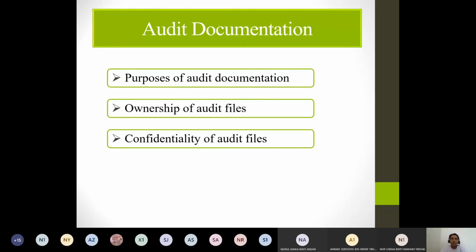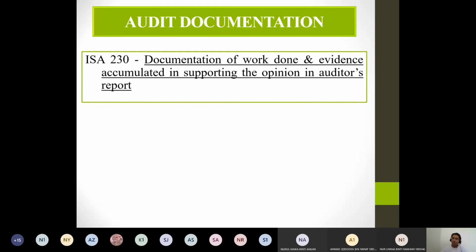We will discuss three main issues related to audit documentation. One is the purpose of audit documentation: why we need proper audit documentation of the auditor's work. Next, we need to know who the owners of the audit files are, that the auditor keeps. Third is the confidentiality of the audit files. So we start with the audit documentation.